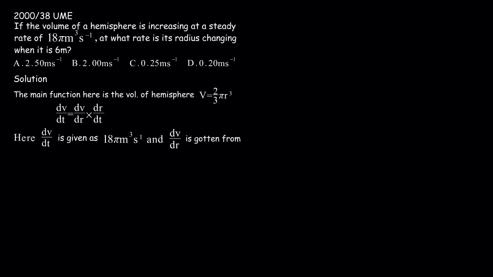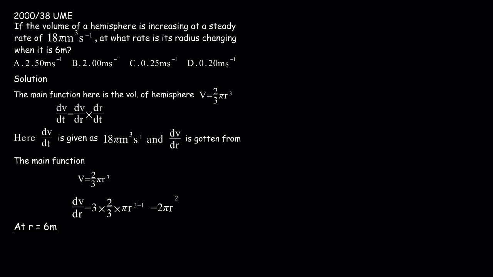Here we are given dV/dt as 18 pi meter cube per second, and we can get dV/dr from differentiating our formula for the volume of a hemisphere. Now, the volume of a hemisphere V is equal to 2/3 pi r cubed. Differentiating V with respect to r, dV/dr will be equal to 2 pi r squared.